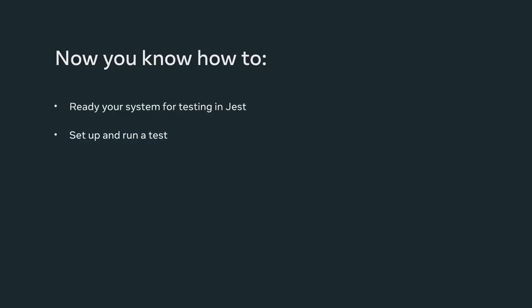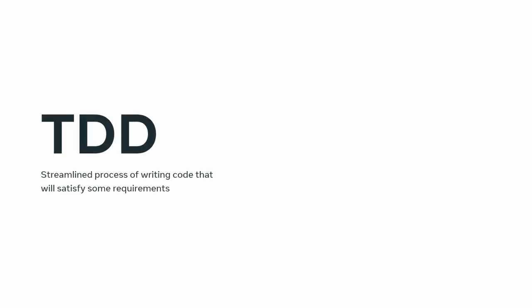Every piece of software is built according to formal or informal requirements. The purpose of the requirements is to explain, in human language, the intricacies of what the piece of software does. So, how do the requirements tie in with the practice of test-driven development? Let me explain. Test-driven development, or TDD for short, is a streamlined process of writing code that will satisfy some requirements. Let's unpack this process a bit.